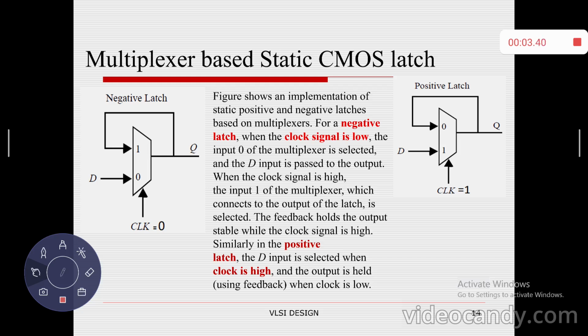In the negative latch, the selection line is the control signal clock equal to 0. If clock equal to 0, the loading operation will be performed, D is connected. When clock equal to 1, the feedback loop, the holding operation, will be performed. Whereas in the positive latch, when the control signal clock equal to 1, the loading operation will be performed. When clock equal to 0, the feedback loop, the holding operation, will be performed. So this is the very basic difference between the negative latch and the positive latch. The conclusion: for the negative latch, if the selection line is 0, D will be connected, whereas in a positive latch, if clock is equal to 1, D will be connected to the output.